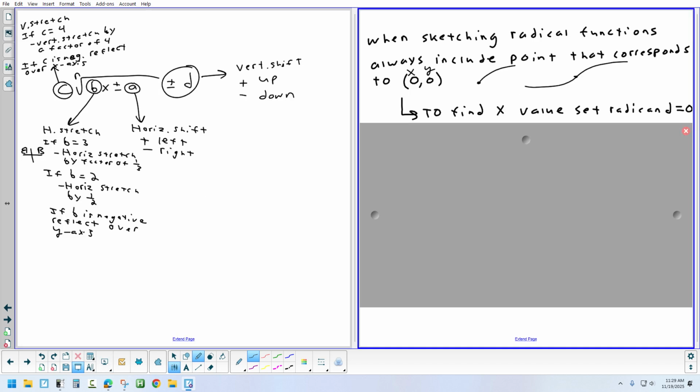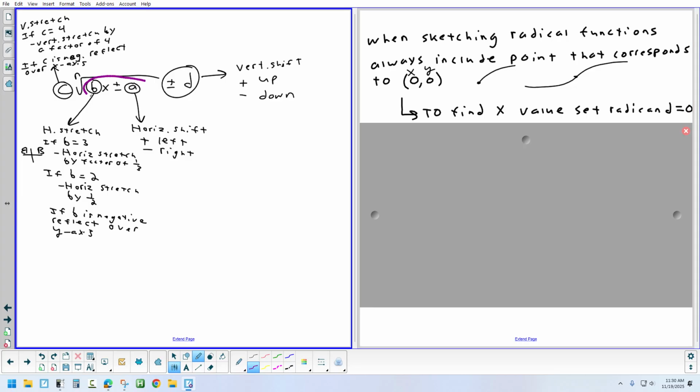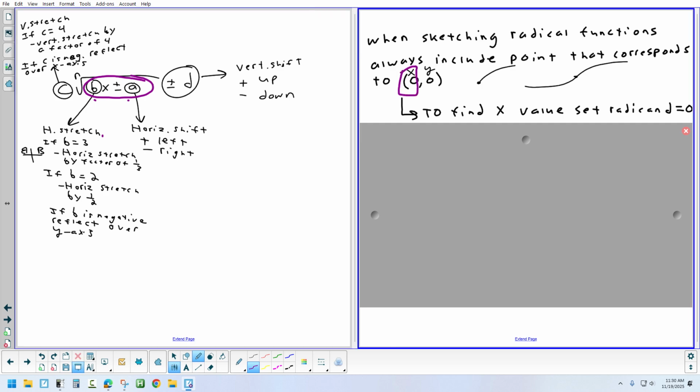To find the new x value when you are doing a shift, you take the radicand and set it equal to 0. This is the radicand. The a and the b are the only two things that can cause the graph to move left and right. C and D have nothing to do with the second part of the equation. So you set the radicand equal to 0, solve it. That's your new x value.